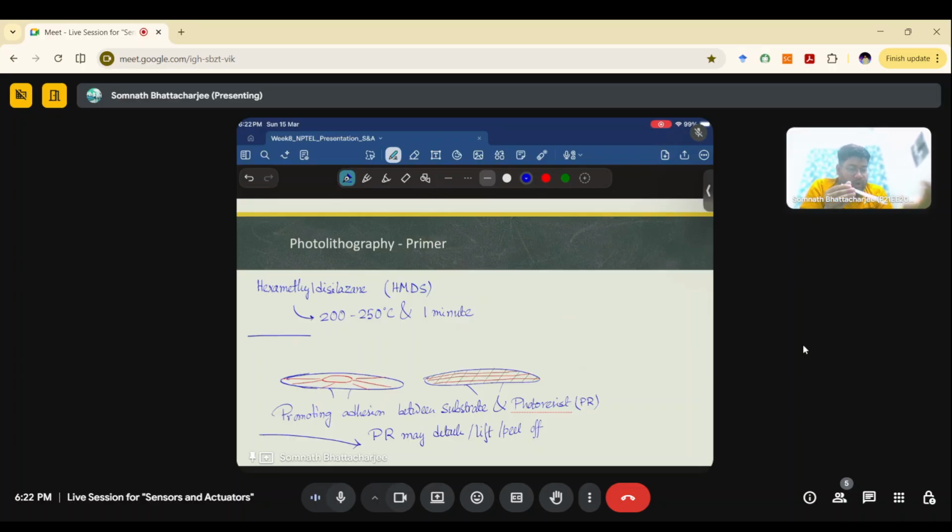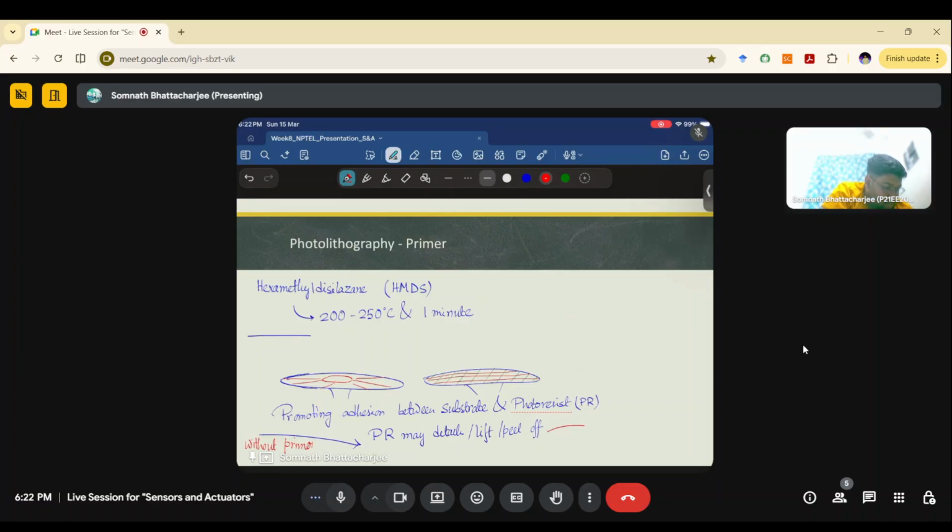So what's the difference between peel off and lift? Peel off is like if there is a layer on top of this, it will peel off completely. But in case of lift, there may be some areas where it is not even. With spin coating, we expect a very even film throughout the surface. But without the primer, the PR may detach from the surface, and because of that there will be some problems.